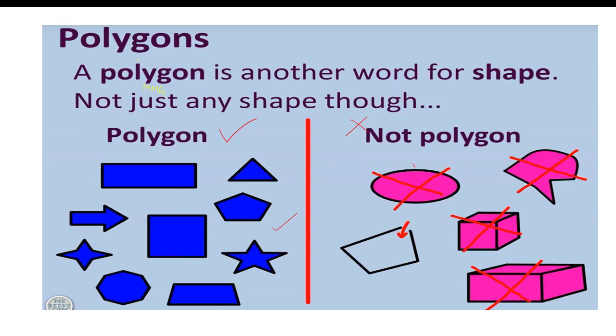Now here you can see this is an oval. An oval is not a polygon. Here you can see a curved side, so it is not a polygon. This is a solid shape, it is not a polygon. This is also not, and here you can see an open side, so it is again not a polygon.